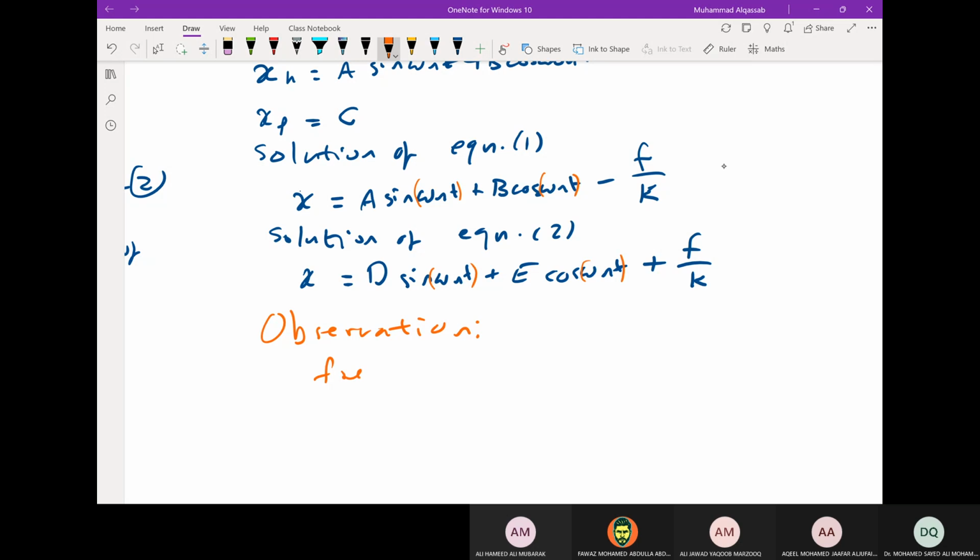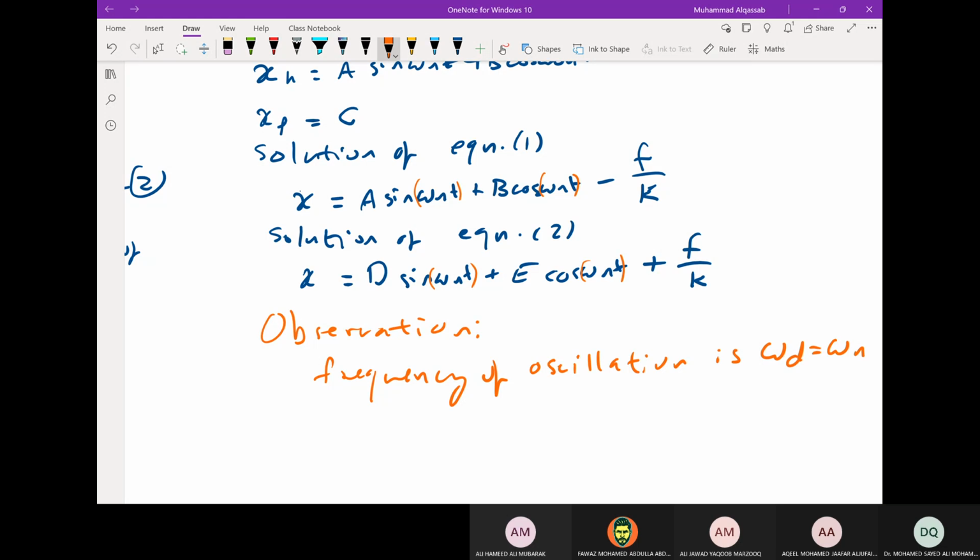So it means, as an observation, that the frequency of oscillation of Coulomb damping is omega d equal to omega n. There is no change in the frequency from the undamped system. The natural frequency of the undamped system is omega n. Then the frequency of oscillation of the damped oscillation in Coulomb damping, omega d, is omega n. Omega d equal to omega n. There is no change from the undamped system.